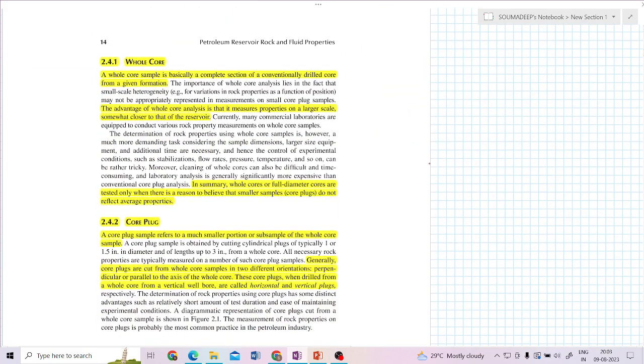So here you can see it's written about the whole core: the basic complete section of conventional drilled core. The advantage of whole core analysis is that it measures the properties at a large scale, somewhat closer to the reservoir. We can take the whole core, just like the reservoir. Why? Because it's a very large size.